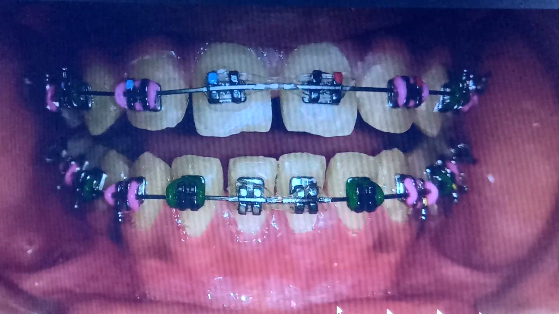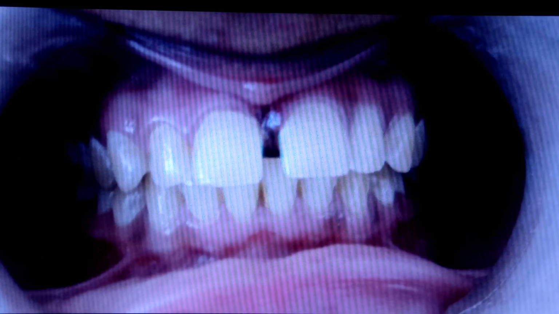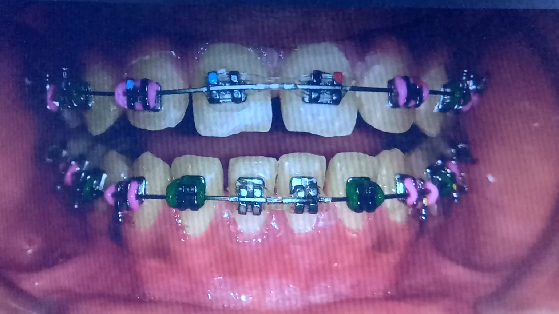For example, if a patient has less time and money, we can follow the cosmetic procedure, that is, we can close the gap by light cure composite filling materials. On the other hand, if the patient has more money and time, we can advise them to follow the orthodontic treatment procedure.